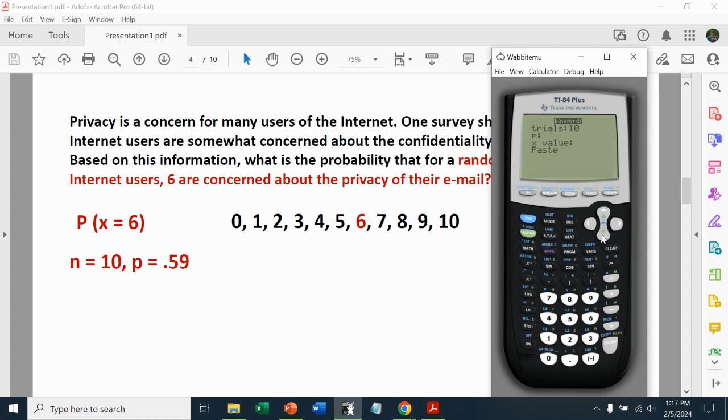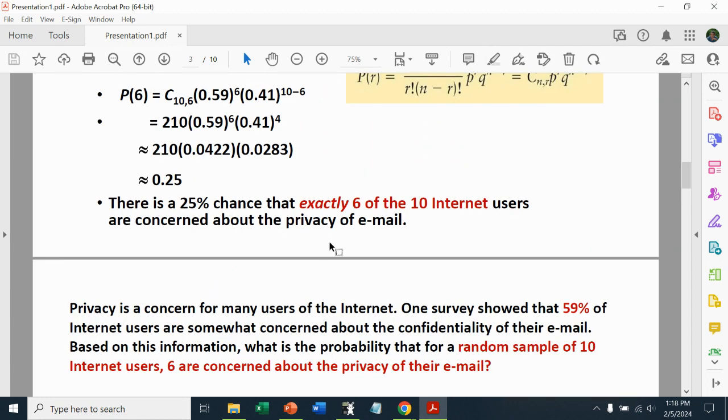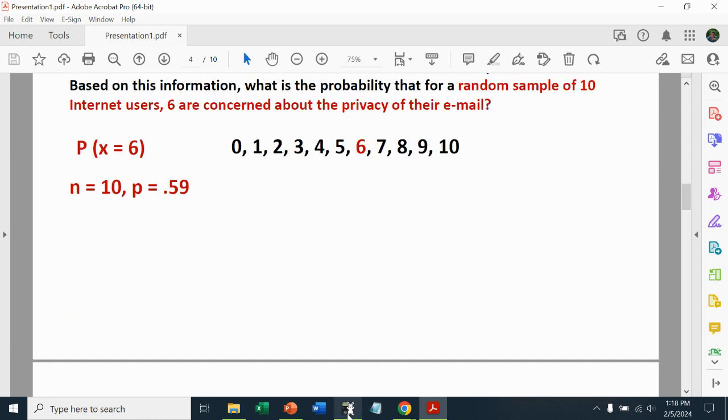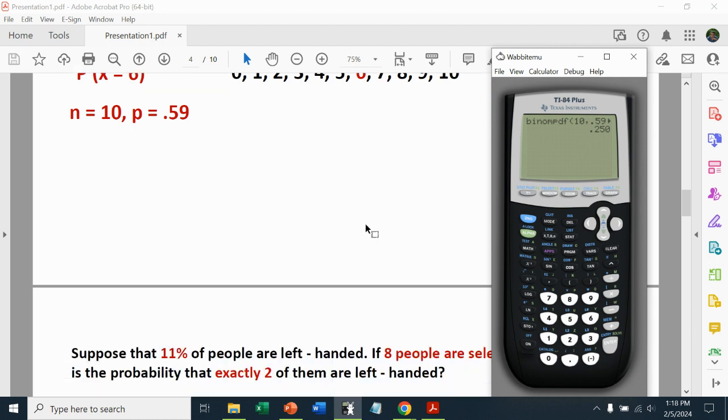What's the probability of someone being concerned about their email? It's right there, 0.59, making sure I change 59% to 0.59. And I'm interested in exactly 6 people being concerned. Go to paste, hit enter again, and there you have it: 0.250. And when I did it with the formula, it came out to be 0.25, so obviously they're one and the same. I've got my calculator set to 3 decimal places. Let me close this up. In fact, let me clear this off.